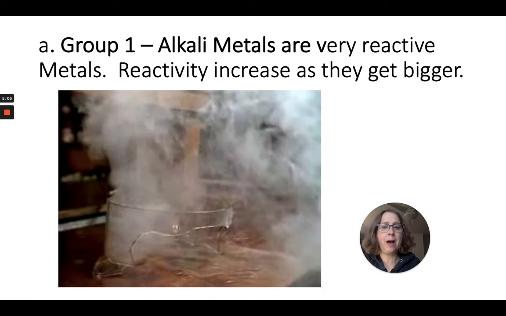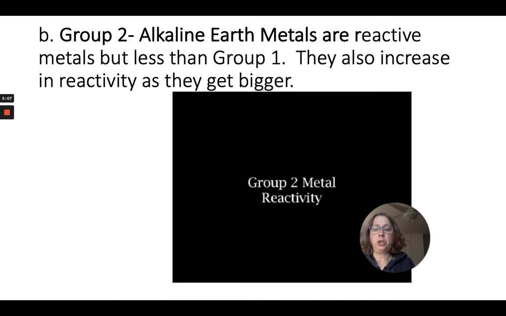Okay, so group 1, alkali metals. Now let's look at group 2. Group 2 starts with beryllium, magnesium, calcium, and all the way down. Alkaline earth metals are also reactive metals, but they are less reactive than group 1. They also increase in reactivity as they get bigger.